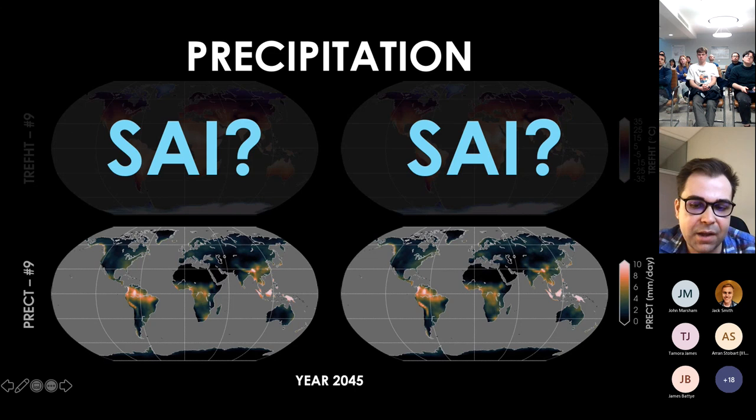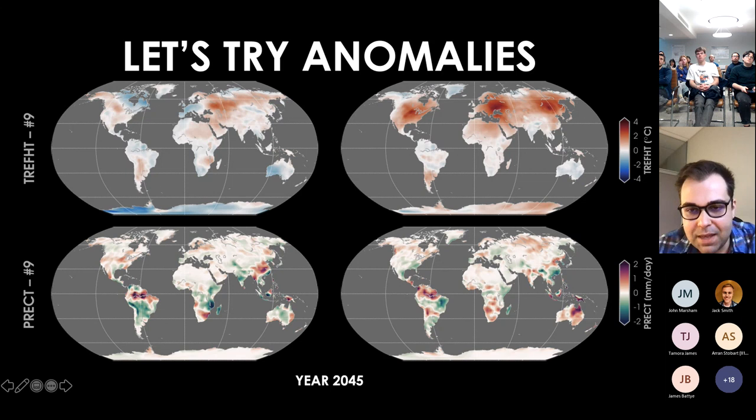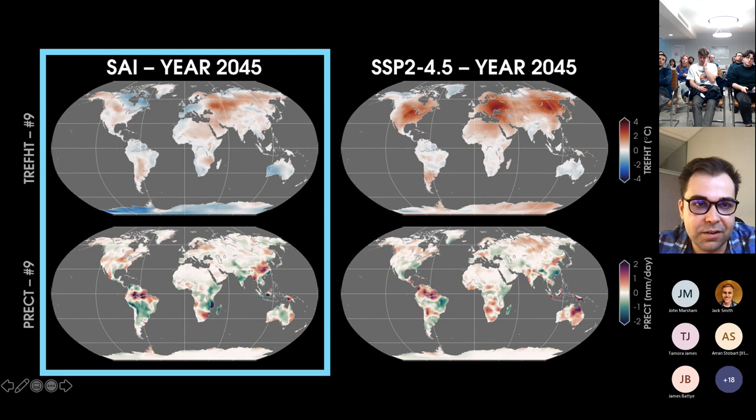So you might say, okay, well, that's really silly. We have lots of methods in climate science to look at things like temperature trends and anomalies. Why are you just looking at raw data? So let's now look at anomalies. Let's look at the top rows, temperature anomalies, and the bottom rows, precipitation anomalies. Would you be able to know which column is coming from a world that's undergoing stratospheric aerosol injection?